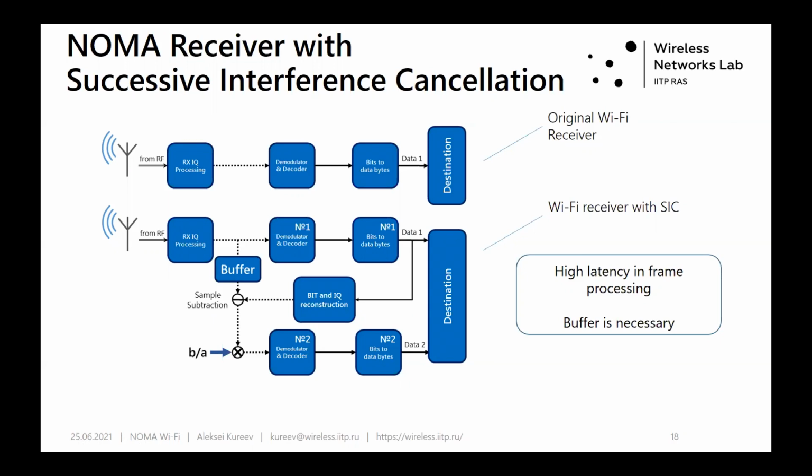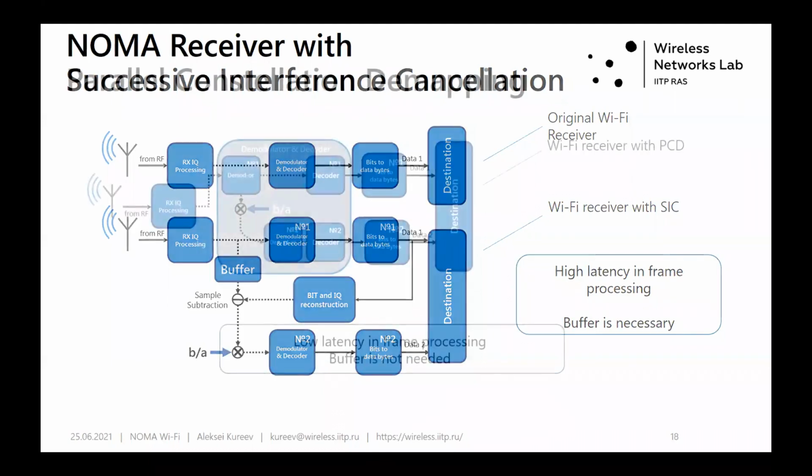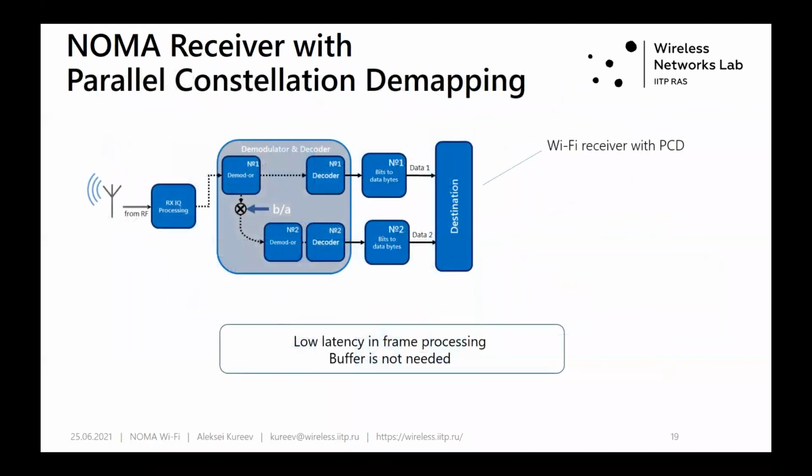And for example, if we want to implement a NOMA receiver in Wi-Fi, we understand that we need to receive the signal inside the SIFS interval, the short interframe space interval. Actually, this scheme cannot be implemented in real Wi-Fi devices because of the too long signal processing, which can be longer than this short interframe space interval.